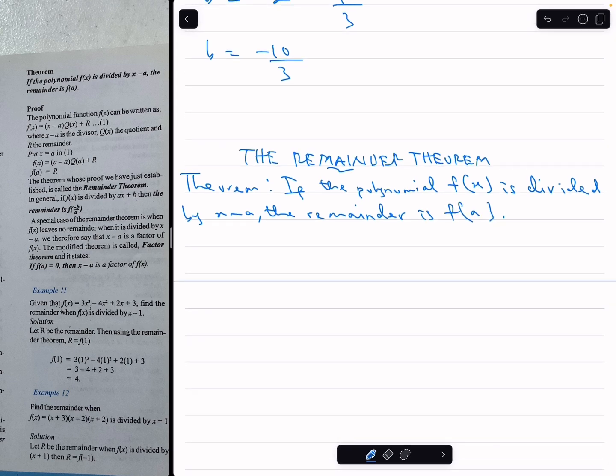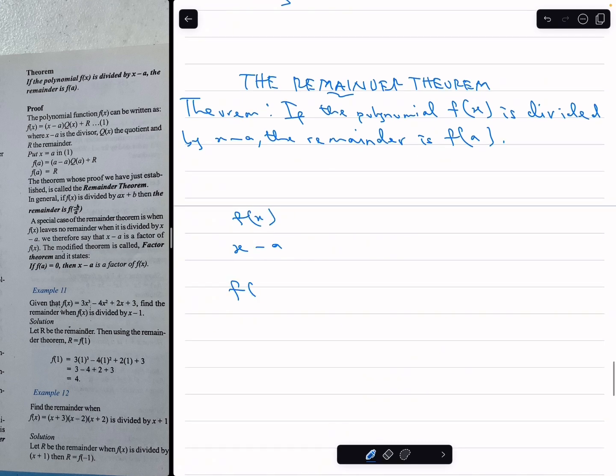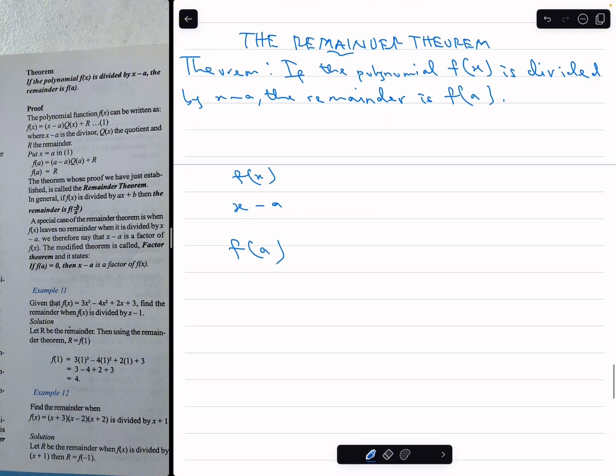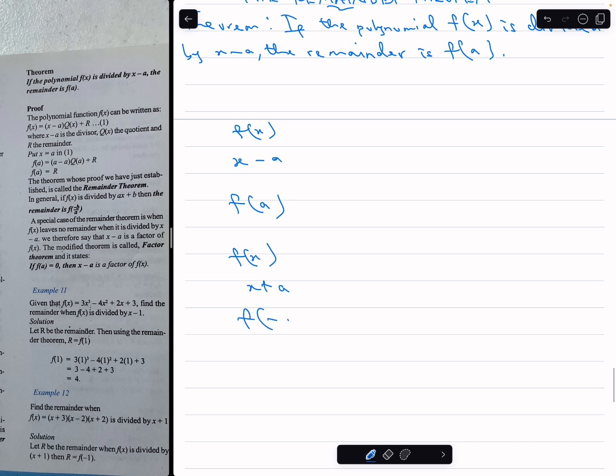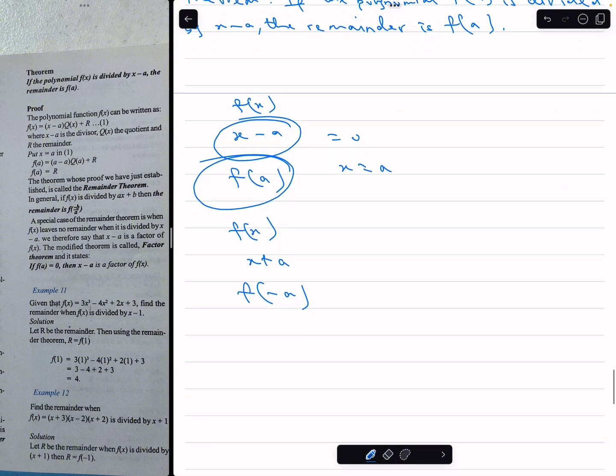Now let's take an example. The remainder is f of a. The trick is, if you are dividing f of x by x minus a, the remainder will be f of a. And if you are dividing f of x by x plus a, the remainder will be f of minus a. Just say x minus a equals 0 and x will be equal to a, so the remainder will be f of a. Here say x plus a equals 0, which means x equals minus a.